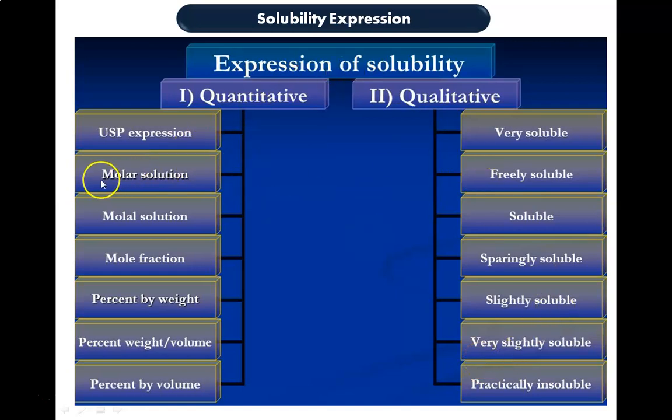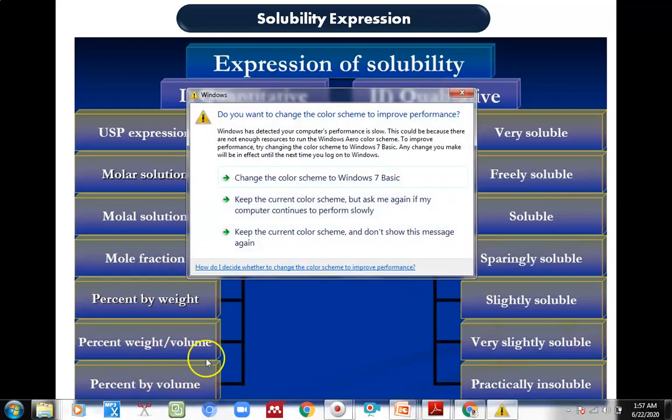These are the USP expressions. Apart from that, you can express the solubility as a molar concentration, for example 1 molar NaOH. You know the molecular weight of NaOH is 40, and 40 grams in 1000 ml of water is 1 molar. Apart from that, molal solution, mole fraction, percentage by weight, percentage weight by volume, and percent by volume.